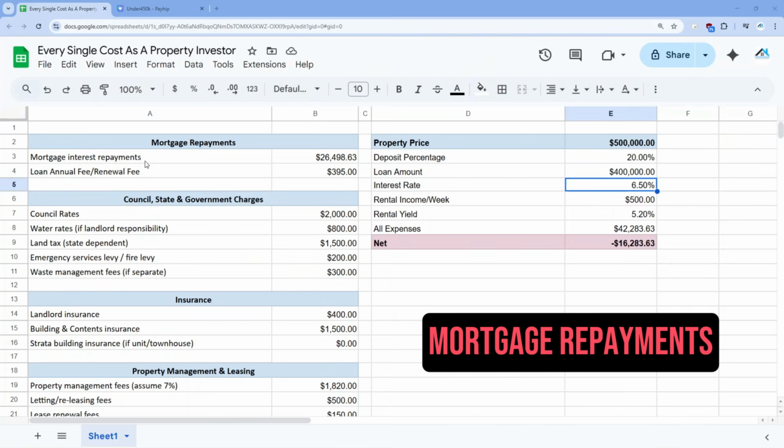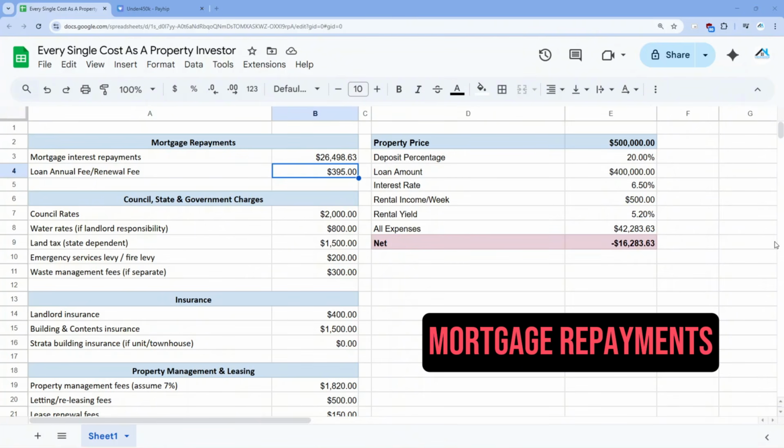Now, the next one is your loan annual fee or your renewal fee. Now, your renewal fee is going to be around $350. Again, it depends on the lender. Some lenders don't actually have any. Most lenders will have a renewal fee every single year, roughly in the range of $350 to $500, which is charged on an annual basis. And they make a crap ton of money doing this, but it's just one of the things we have to accept when we get a mortgage out.